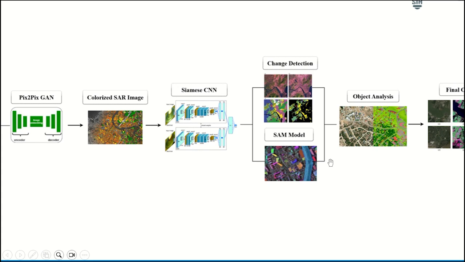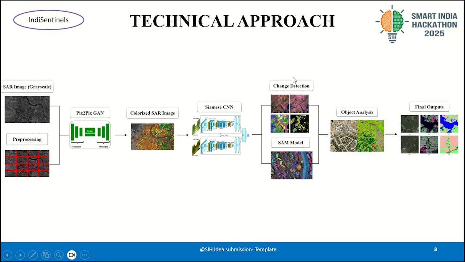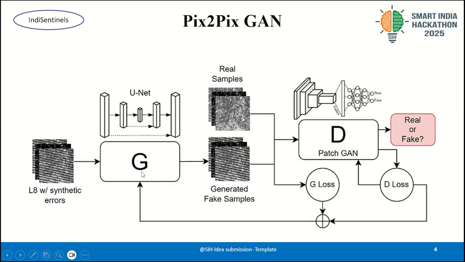So how this model actually works is, this is the Pix2Pix GAN architecture. It has two main components, that is a generator and a discriminator. The main aim of the generator is to generate fake images that look like real images, and the main aim of the discriminator is to distinguish between the real and the fake images. The generator generates the fake images using the U-Net architecture, and then those fake images and the real samples are used as input for the discriminator.